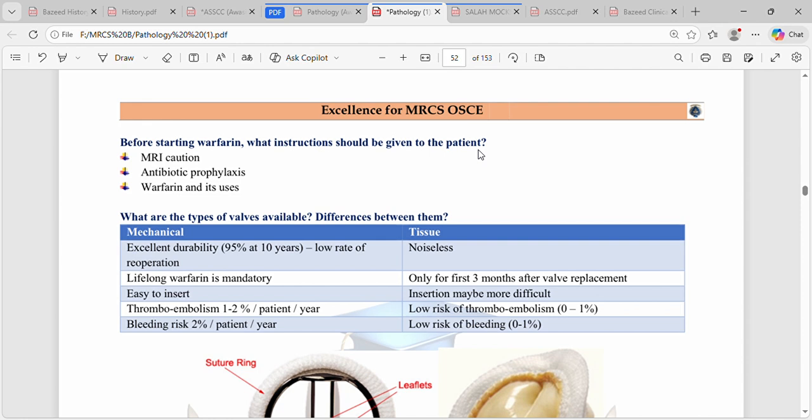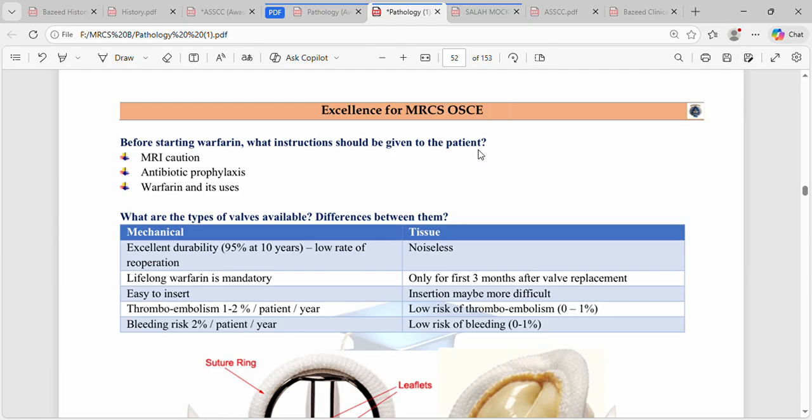So valves can be mechanical and tissue. Tissue valves are noiseless and the mechanical valves are noisy. The mechanical valves have excellent durability, 95% at 10 years, and a low rate of reoperation. In mechanical you have to give the patient lifelong warfarin, and it is easy to insert, and the thromboembolism is 1 to 2% per patient per year. Bleeding risk is 2% per patient per year.